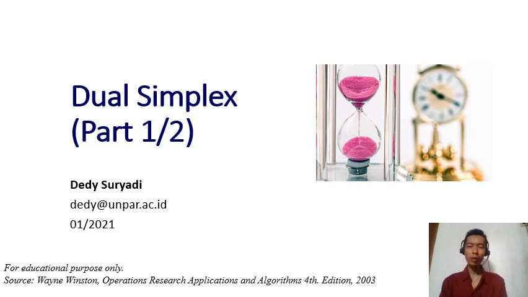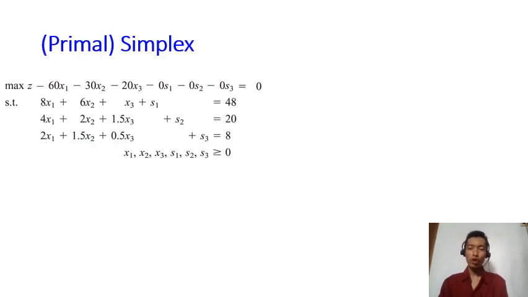We are going to talk about simplex algorithm again, but this time it is dual simplex. So let's start. So in the usual simplex algorithm, we call it primal simplex. We start with a problem, let's say maximization, the Dakota problem here.